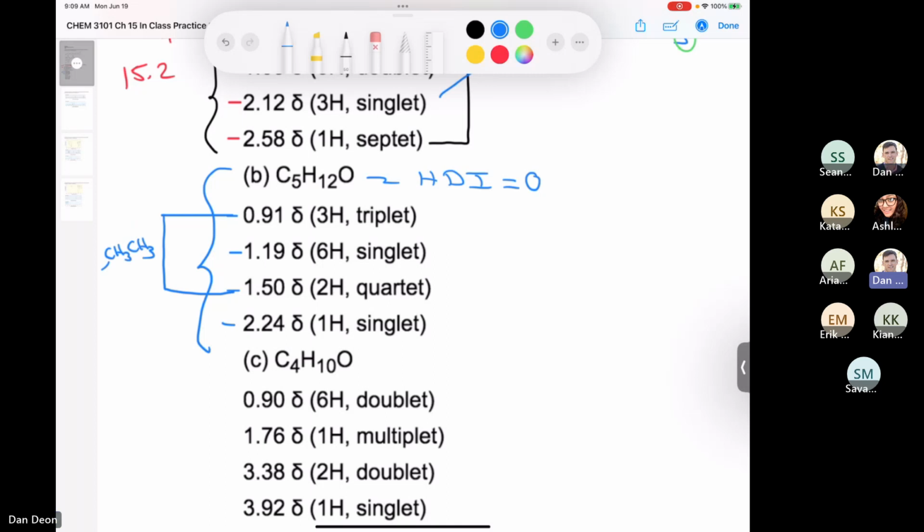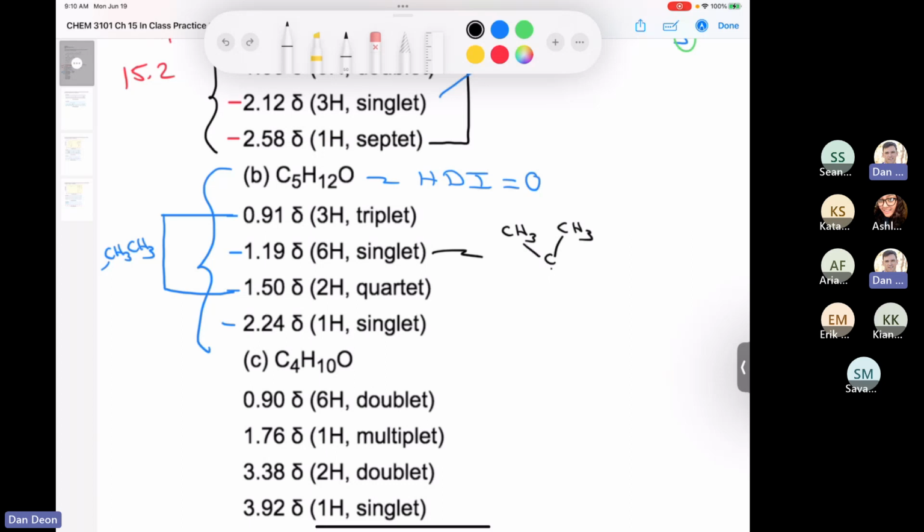Then what else? It says we have a singlet that integrates for 6 protons. So the only way you could have a singlet that integrates for 6 protons would be to have 2 methyl groups and for them to be attached to a carbon that has no hydrogens attached to it. That's the only way that that could exist, right? 6 protons. So that means they have to be attached to a carbon that has no hydrogens attached to it whatsoever. So there's got to be some symmetry there. I'll just leave it like this, okay?